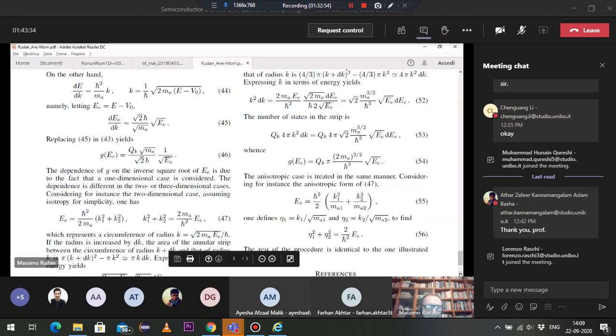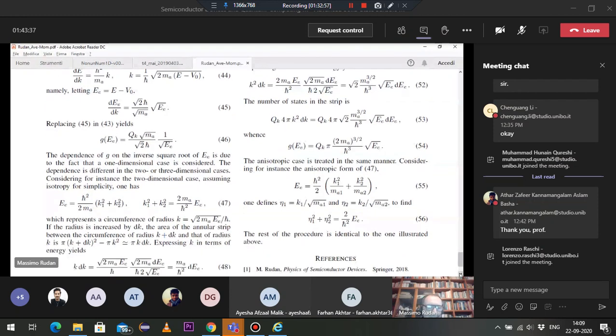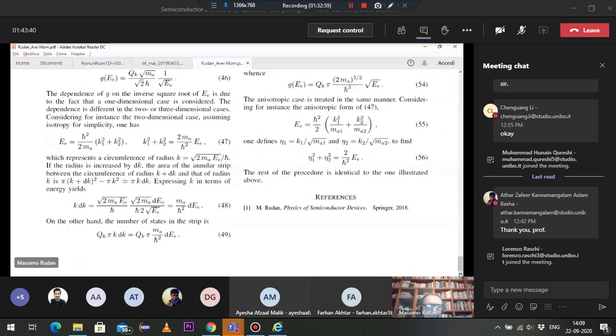When we consider the two-dimensional case, the density of states is calculated in the same way, but it comes out to be different, because in 2 dimensions, the kinetic energy has this expression, the expression that is on the left-hand side of equation 47. Why? Because we have 2 components of k, k1 and k2. So the kinetic energy is h bar squared, it's momentum squared over 2 times the mass.